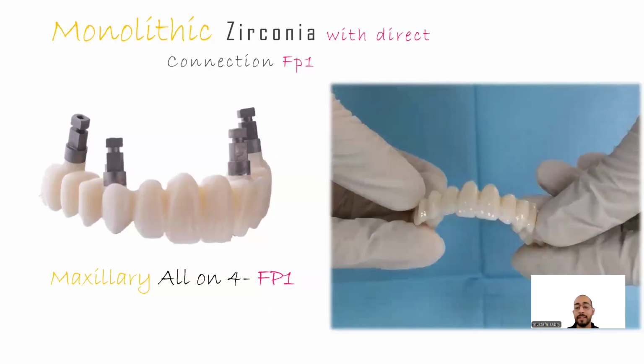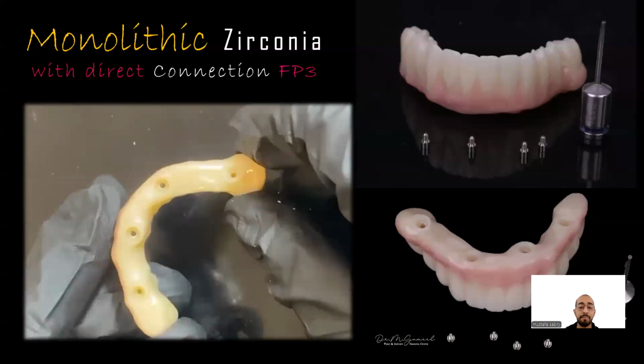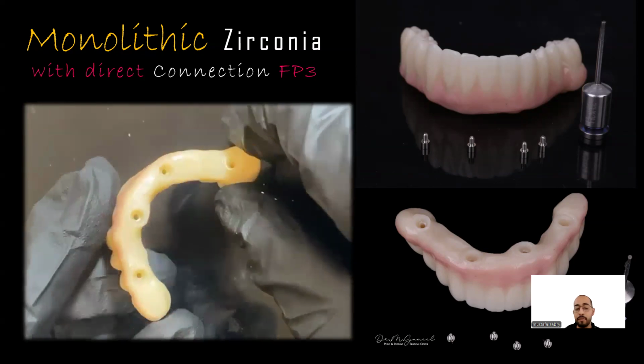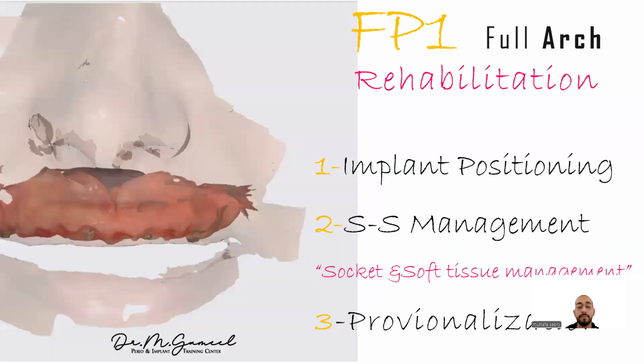This is how the intaglio or the fitting surface looks like. And here is the mandible, the same. Here it's scalloped, here it's convex, as much as you can to avoid any food entrapment.